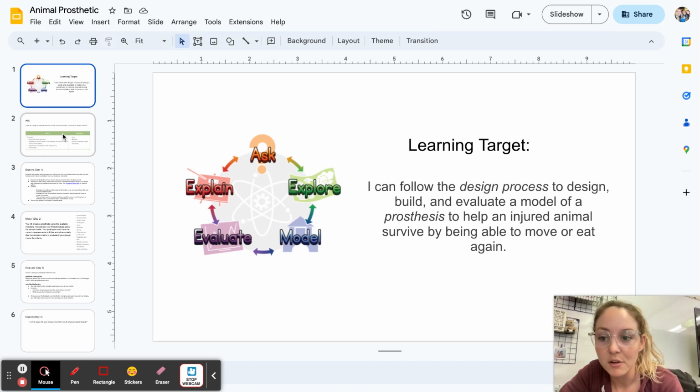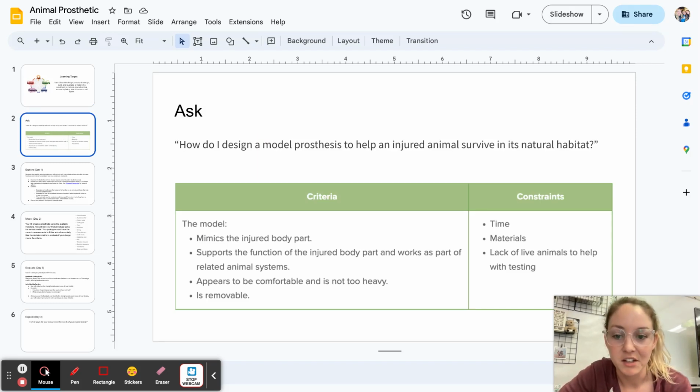So let's go ahead and look at the criteria for today's project. The question that we're trying to answer today is, how do I design a model prosthesis to help an injured animal survive in its natural habitat? So the criteria are the rules or requirements that your prosthetic has to follow. It has to mimic the injured body part. So it needs to do the same thing. So, for example, the turtle needs to be able to go on land and in water.